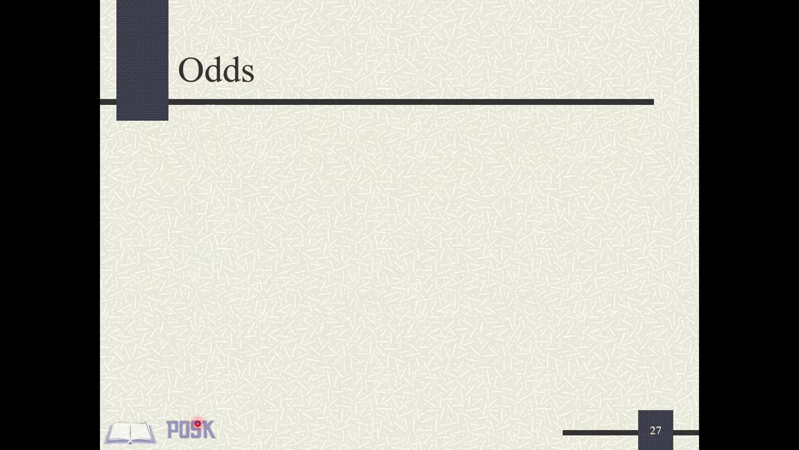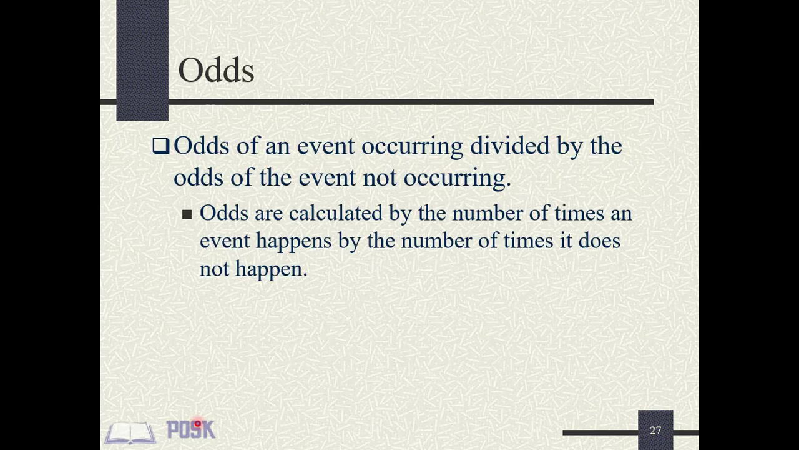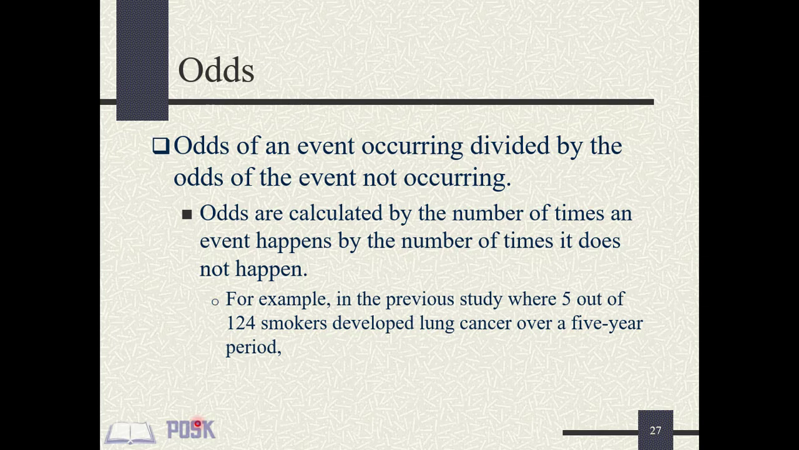In case control studies, the prevalence or incidence of a disease is unknown because the groups in the study are matched based on some characteristics. An odd is the probability of an event happening divided by the probability of an event not happening. Now, let's calculate the odds of lung cancer among smokers using the data we used to calculate risk.